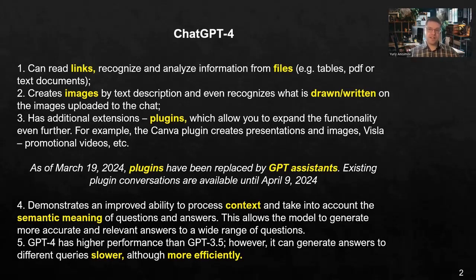For example, reading links, again. Although GPT-4 can read links itself, there is a separate plugin called WebPilot. So it's more advanced and it gives better responses when you provide links to it. Wolfram Alpha is a plugin that allows solving math problems for students. We know that ChatGPT does not know how to count, but with the aid of Wolfram Alpha, it can make complex calculations. And that's very useful for students, for teachers. A Canva plugin can create presentations and images. Visla can create promotional videos. So many cool features that were not available in the 3.5 version.